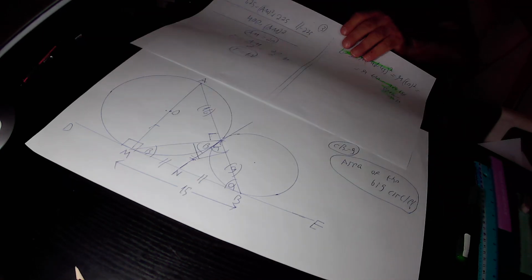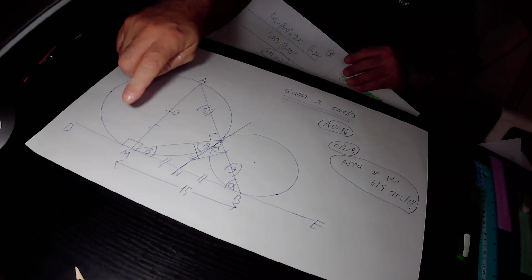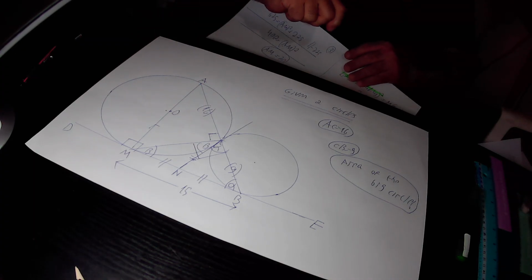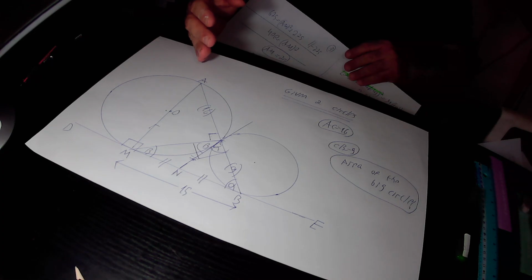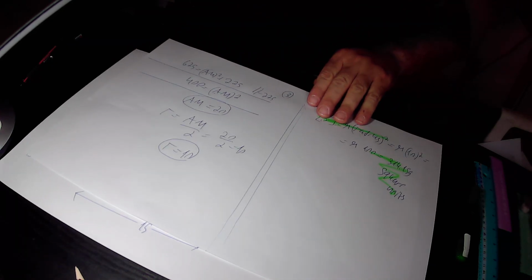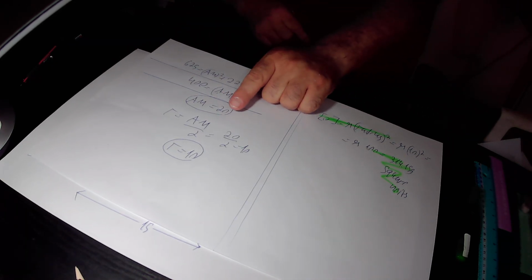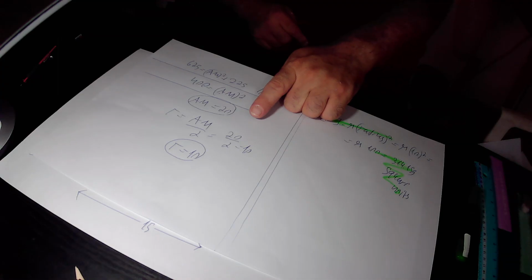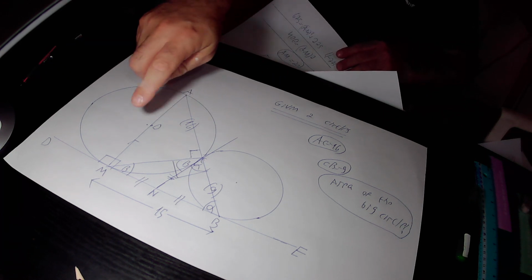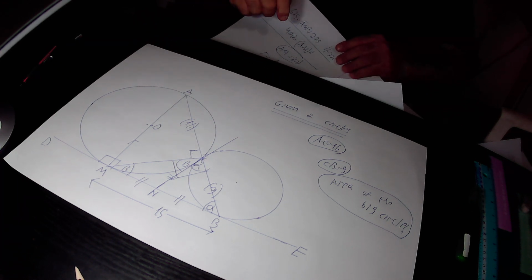So we found that the diameter of this circle, AM, is equal to 20 units in length. If the diameter AM is 20, the radius must be equal to half of it. So the radius R must be equal to AM over 2. AM is 20, so the radius equals 20 over 2, that is 10. So we found that the radius R of this big circle equals 10 units in length.